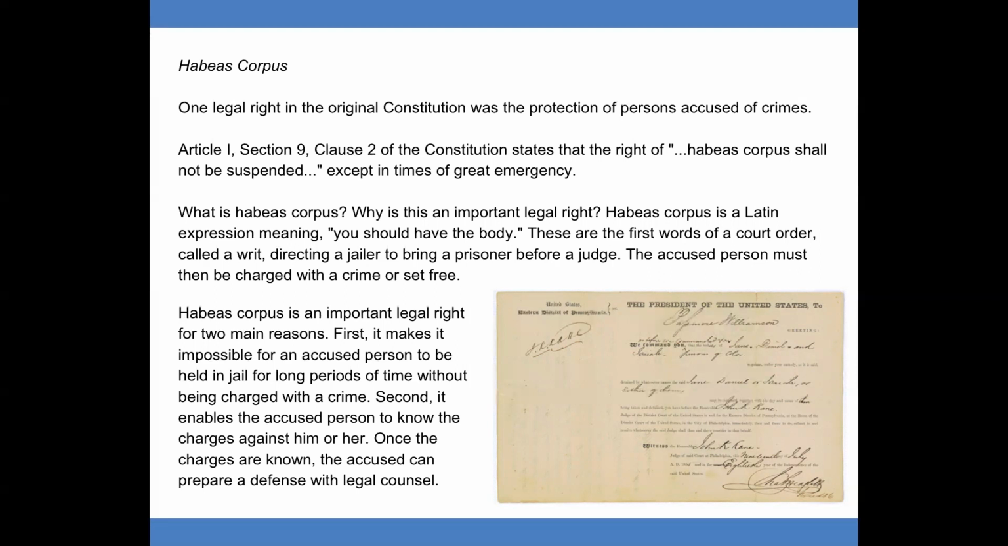Habeas corpus is an important legal right for two main reasons. First, it makes it impossible for an accused person to be held in jail for long periods of time without being charged with a crime. Second, it enables the accused person to know the charges against him or her. Once the charges are known, the accused can prepare a defense with legal counsel.